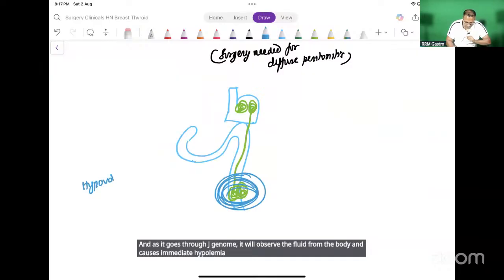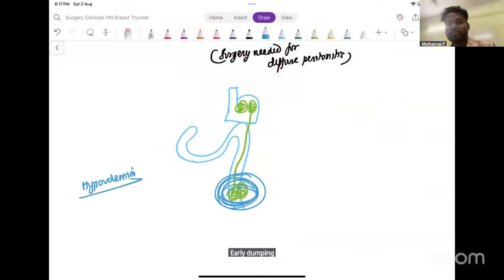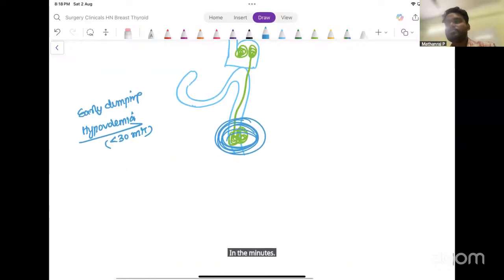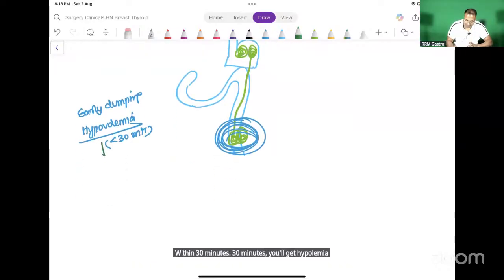That is called what syndrome? Early dumping syndrome. Yes, hypovolemia is called early dumping, which is seen in how many hours? Within 30 minutes. 30 minutes you will get hypovolemia. This is characterized by what clinical features?